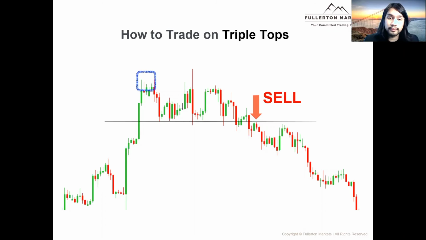Okay? So here's the first top, here's the second top, and the third top was formed here. As you can see, they are not all the same size. It doesn't have to be the same size. They just have to be in the same general area, okay? Same general area, all right?